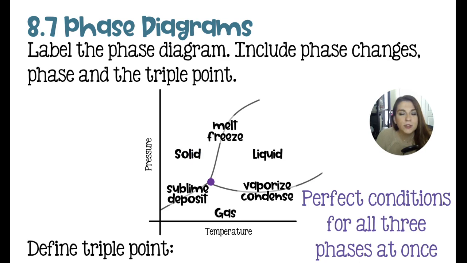The triple point is going to have the perfect conditions for all phases of matter to exist at the same time. So this is marked by this purple dot right here. That is where solid, liquid, and gas can all coexist under the perfect conditions of temperature and pressure.